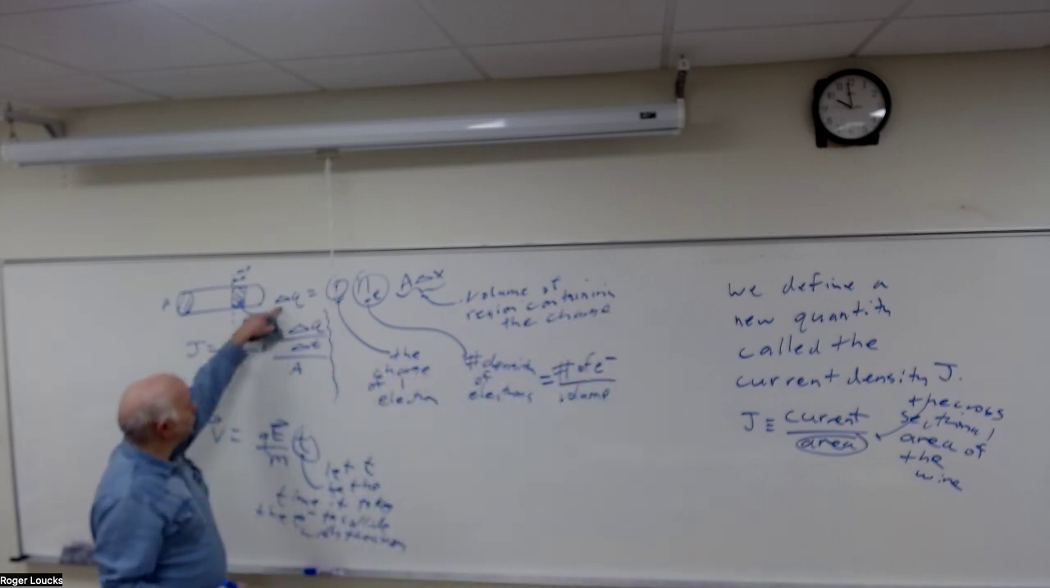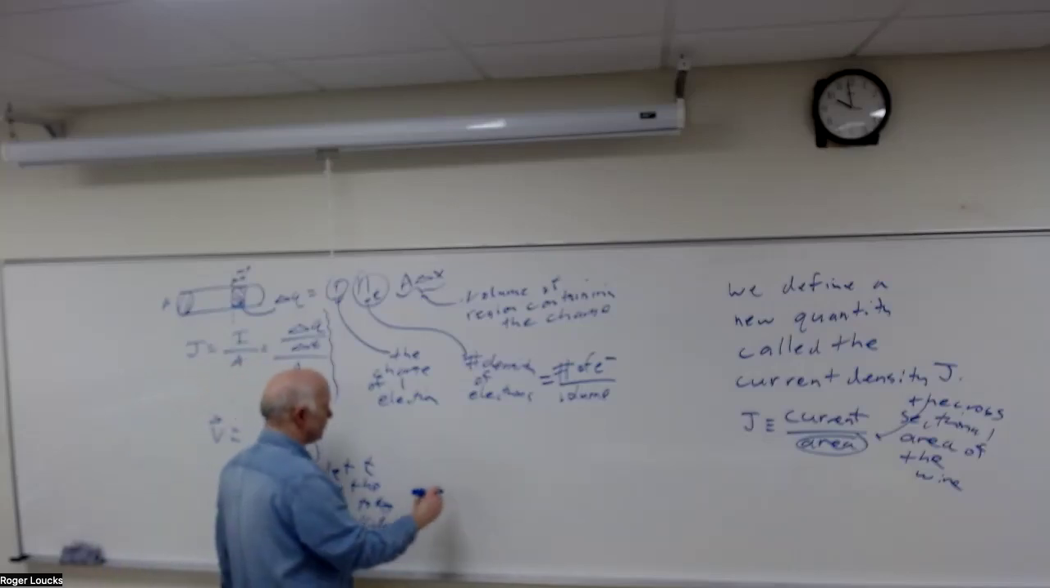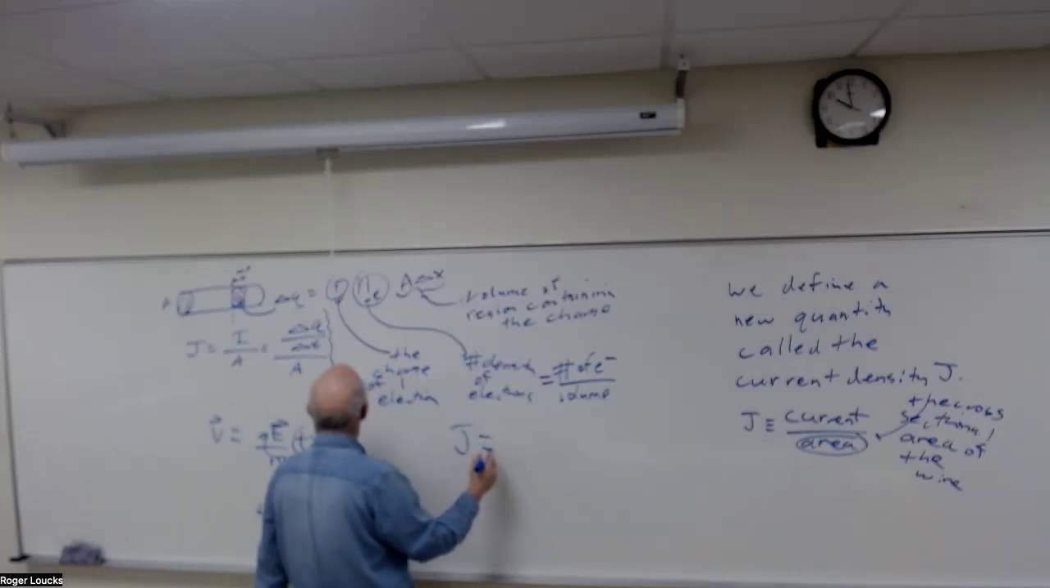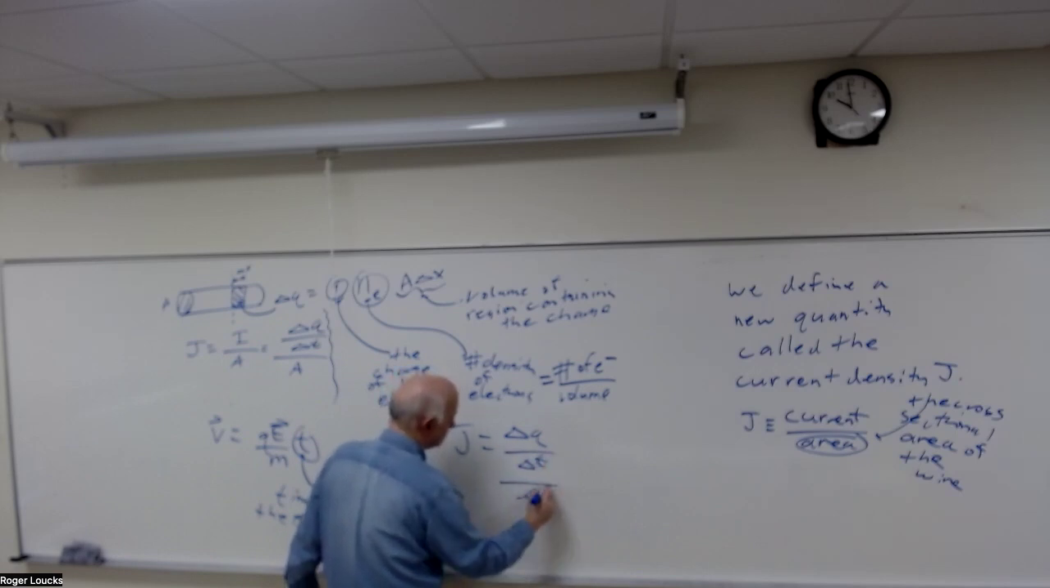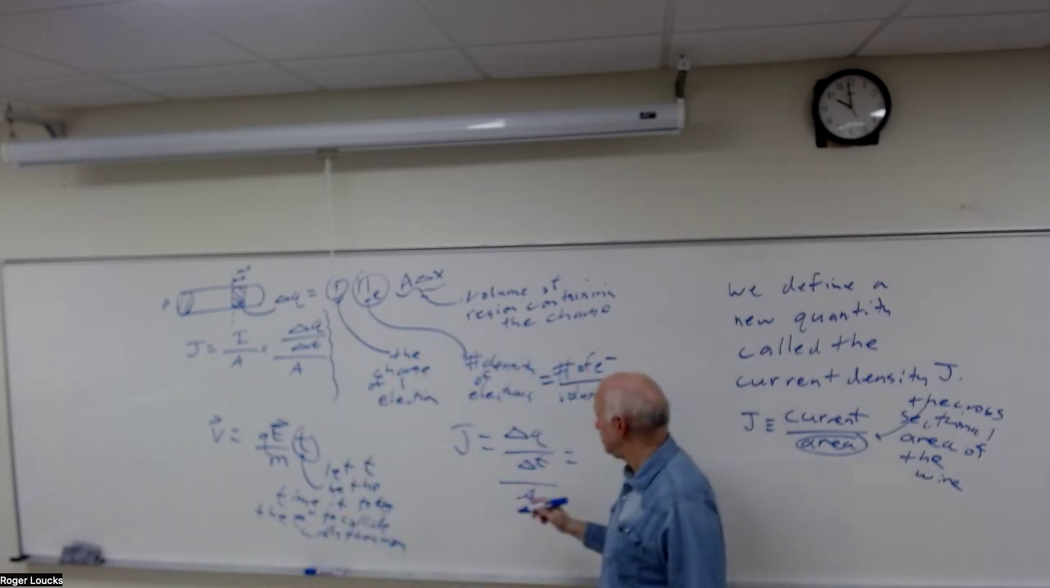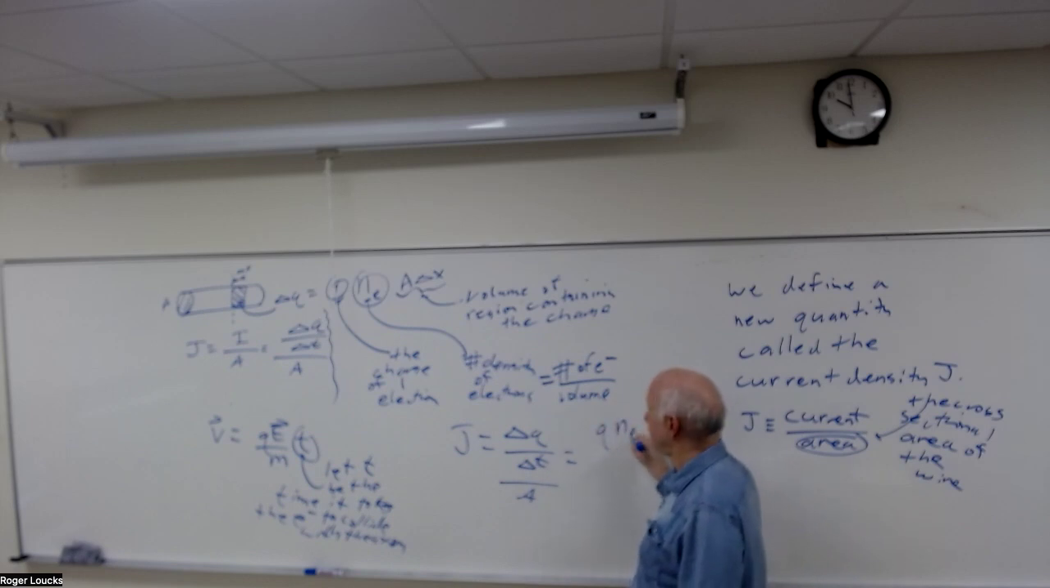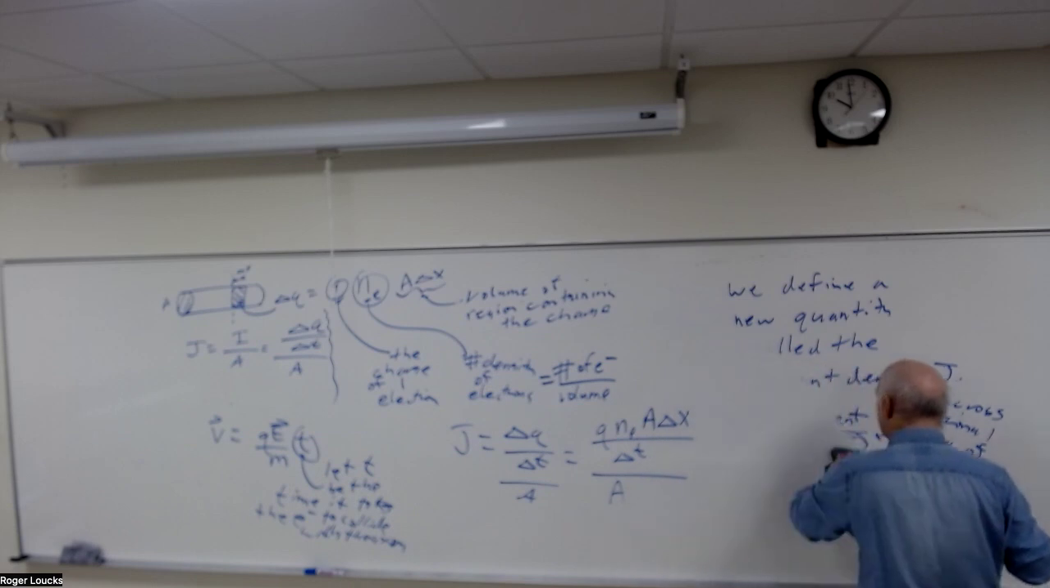Okay, so I'm going to take that delta Q and put it in here. So my J is going to be my delta Q. I'll write this again like this. So my charge is my buddy here. I divide that by delta T. I divide that by A. What nice thing happens? I think we have some friends here.